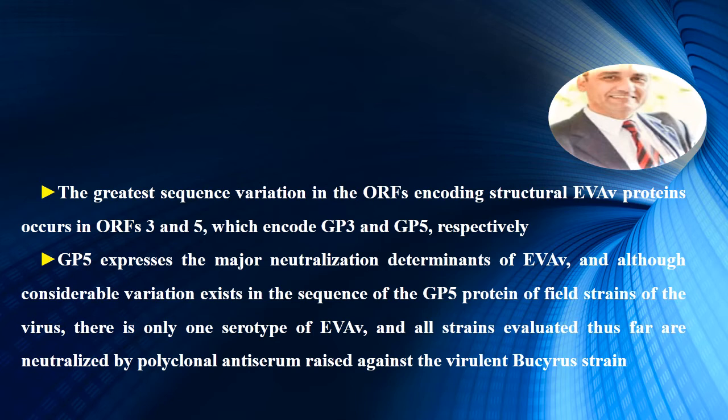GP5 expresses the major neutralization determinants of equine viral arteritis, and although considerable variation exists in the sequence of the GP5 protein of field strains of the virus, there is only one serotype of equine viral arteritis, and all strains evaluated thus far are neutralized by polyclonal antiserum raised against the virulent Bucyrus strain.